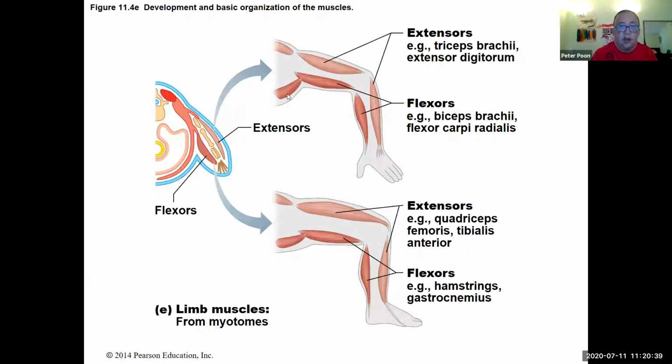So here, the flexors are on the anterior side, the extensors on the posterior side. On the thigh, the leg is opposite.